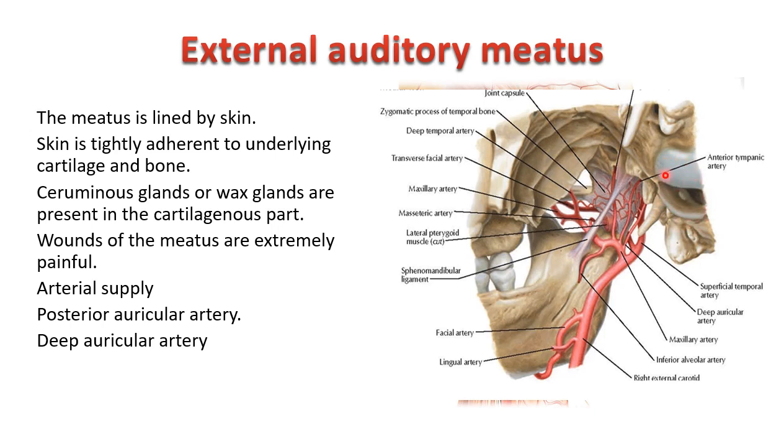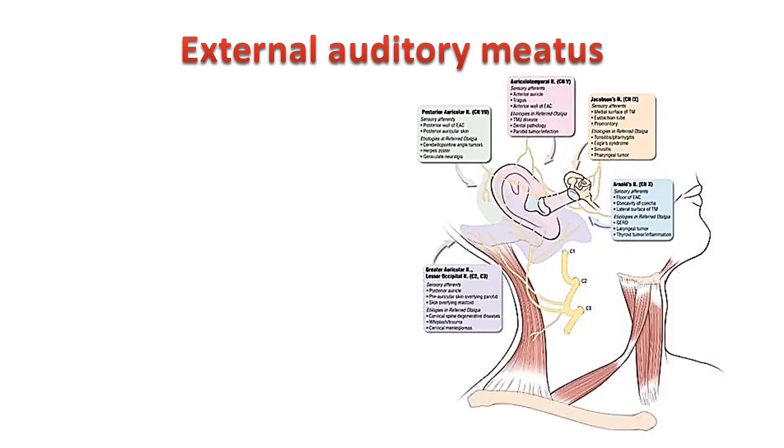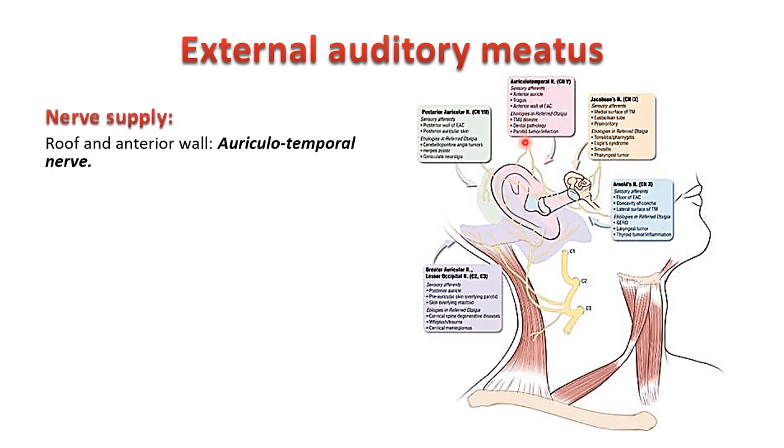This is mainly immediately above the external auditory meatus. That is the cartilage; the bony part is formed by the tympanic plate of the temporal bone, which you are seeing here. So, posterior auricular, deep auricular, and anterior auricular branches. With respect to the nerve supply, the external auditory meatus is mainly supplied by the auriculotemporal nerve.